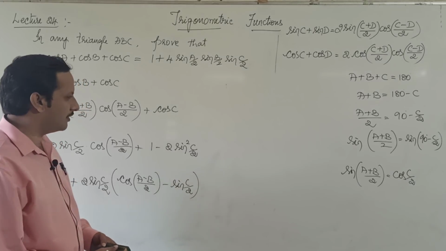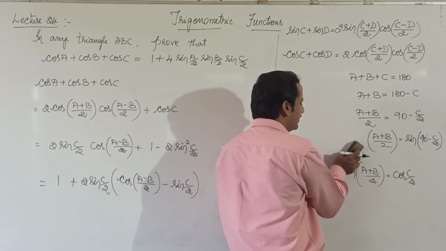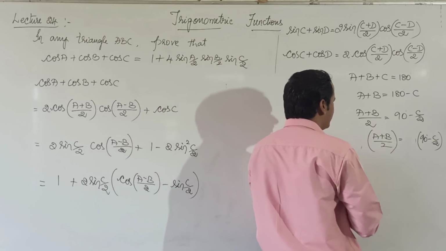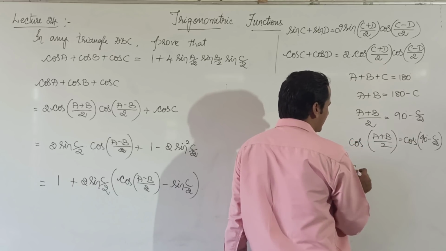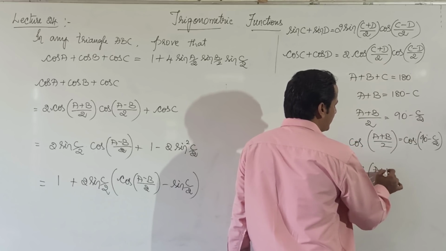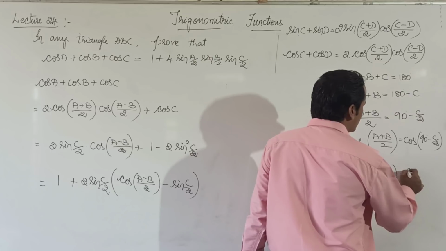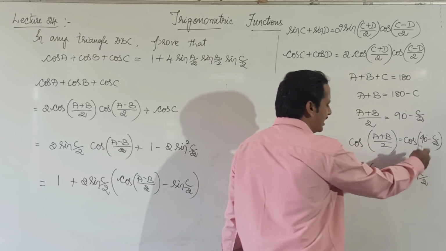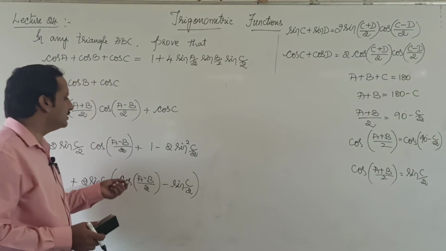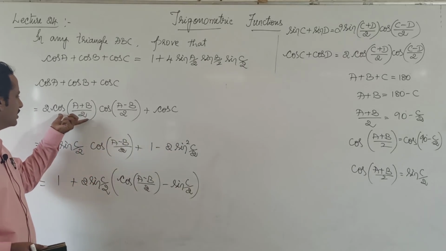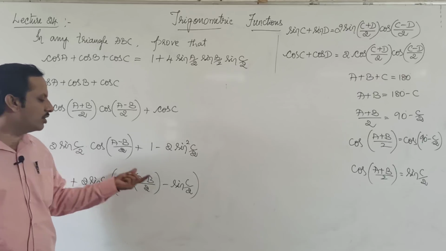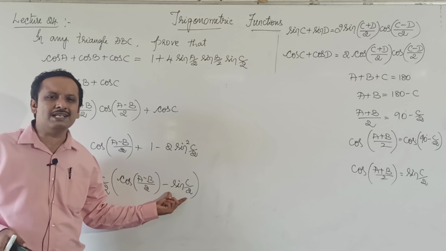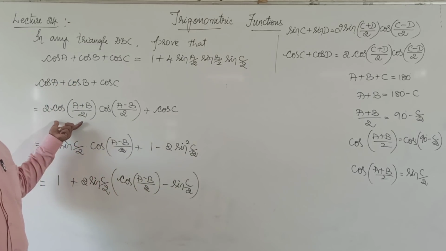Okay, not necessary actually, sorry. Here I will retain that cos only, because cos A plus B by 2 is equal to cos 90 minus C by 2. So cos A plus B by 2 is equal to sin C by 2. Cos 90 minus theta is equal to sin theta, right? So here we did the same thing. I wrote cos A plus B by 2 as sin C by 2. Now we will reverse it. That is, I want to write sin C by 2 as cos A plus B by 2.